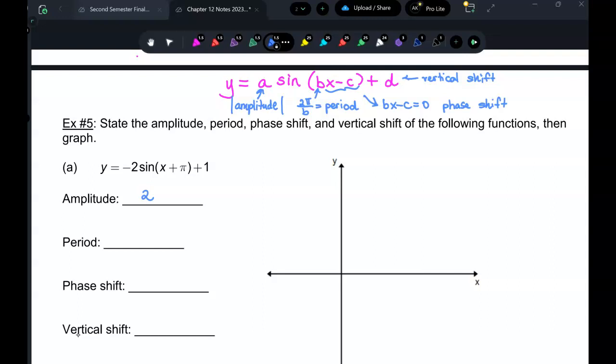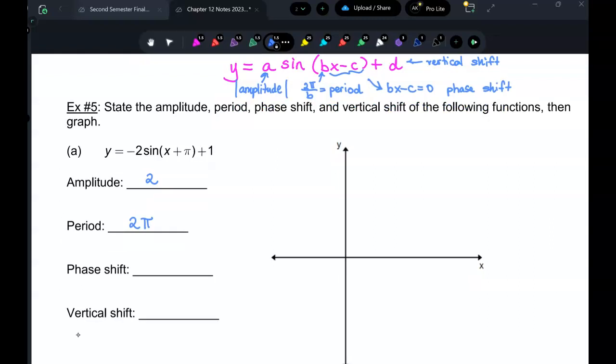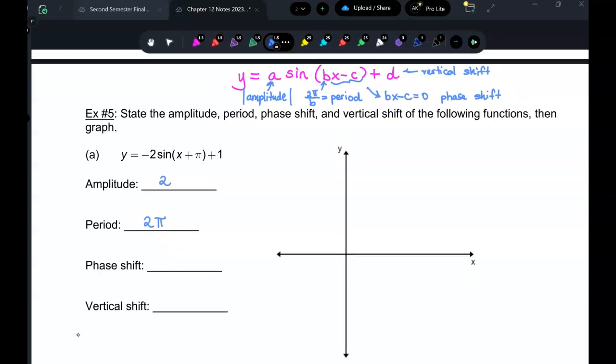All right, so amplitude is 2, we said. What is the period? Well, b is the coefficient of x, so it's just 2 pi. If we put x plus pi equal to 0, it's going to be negative pi. And the vertical shift? Plus 1, up 1.